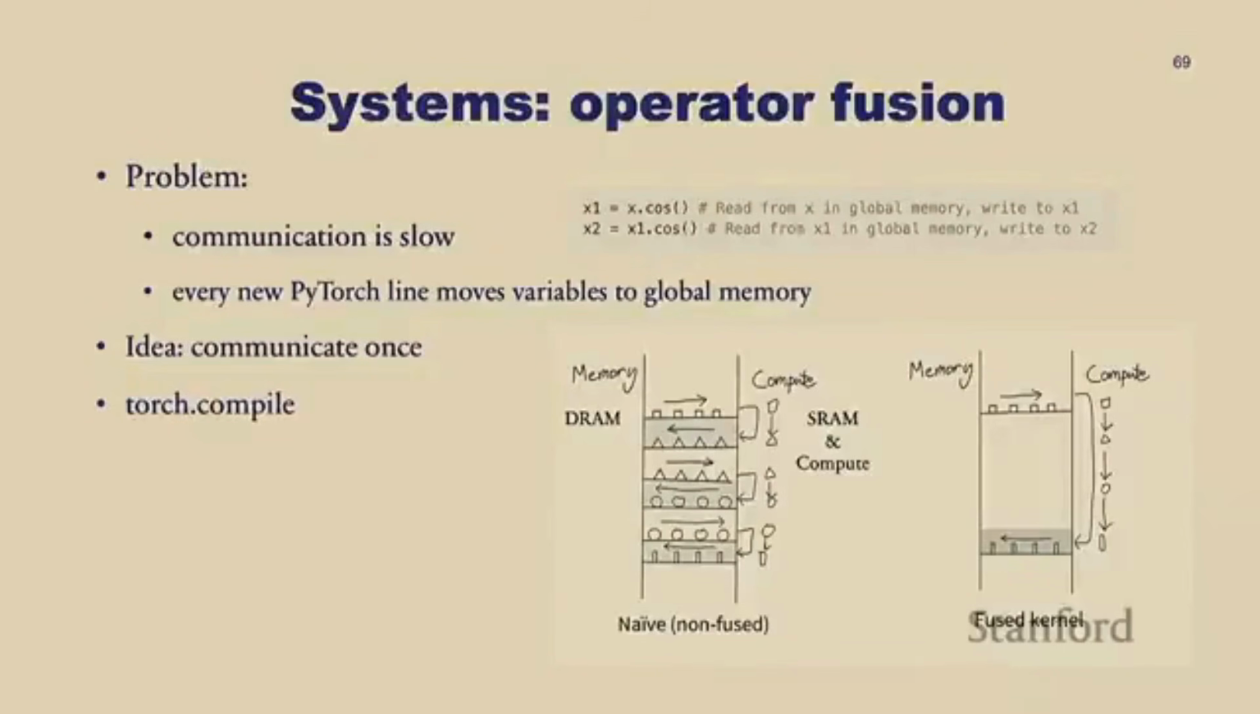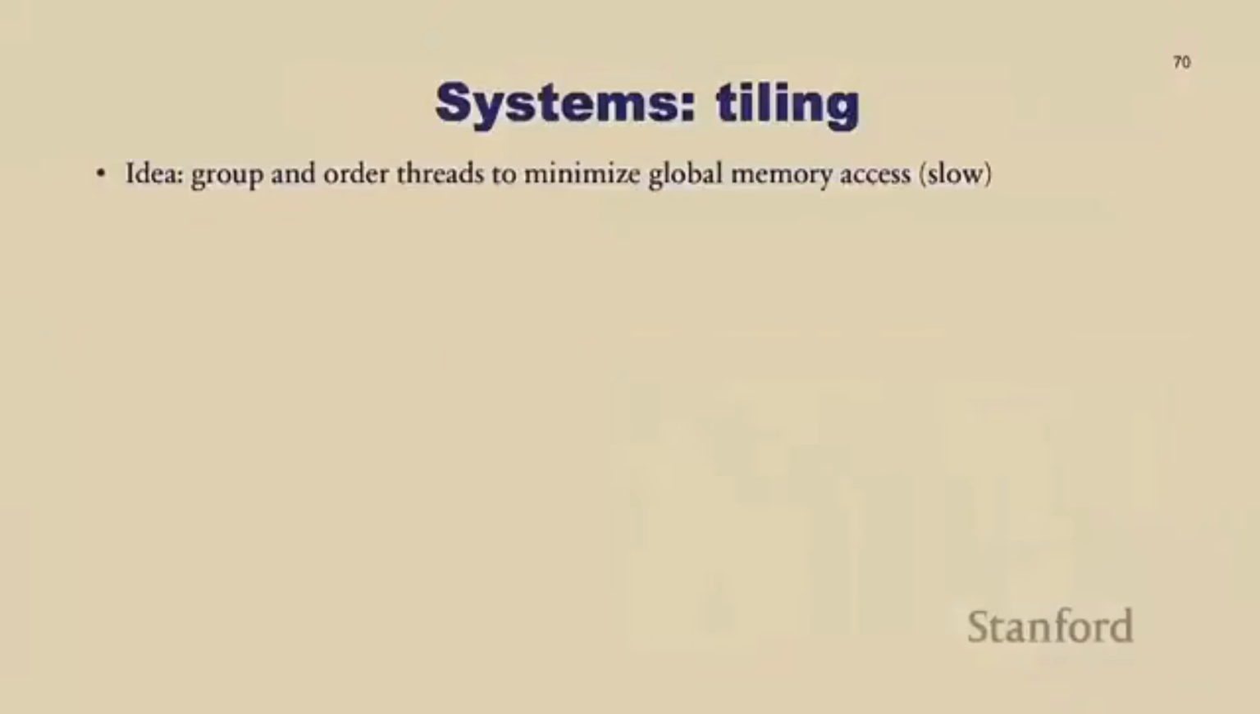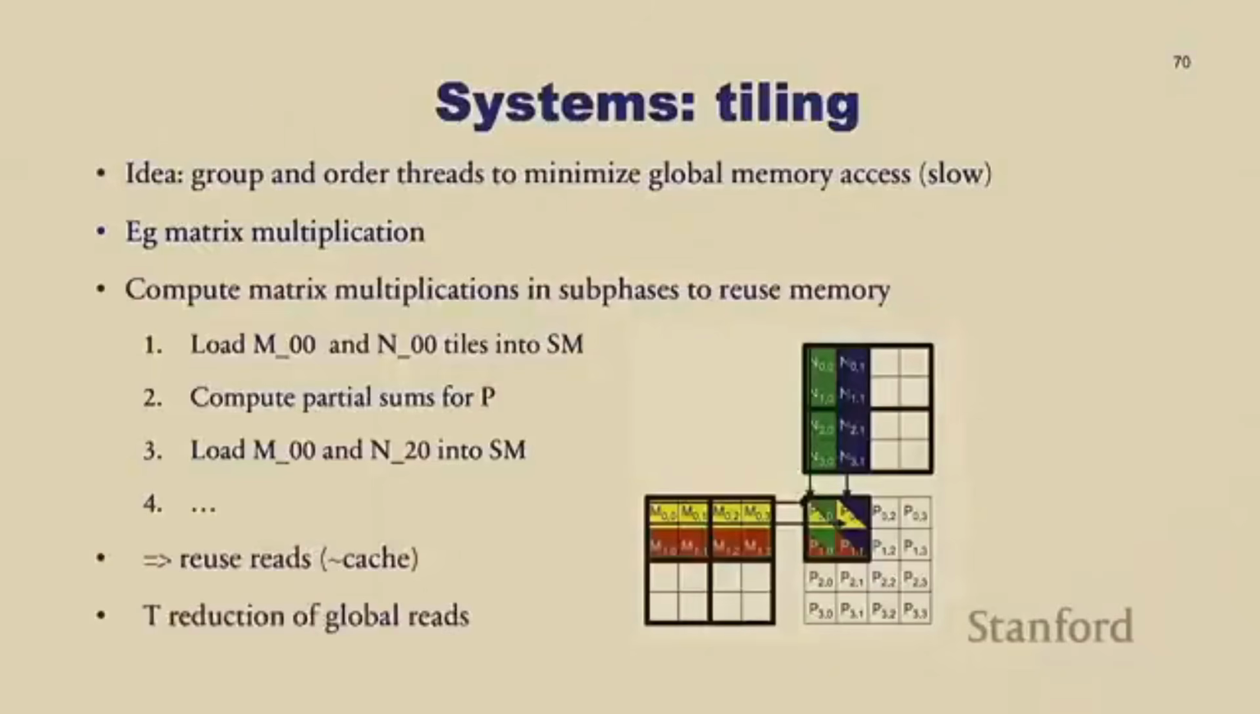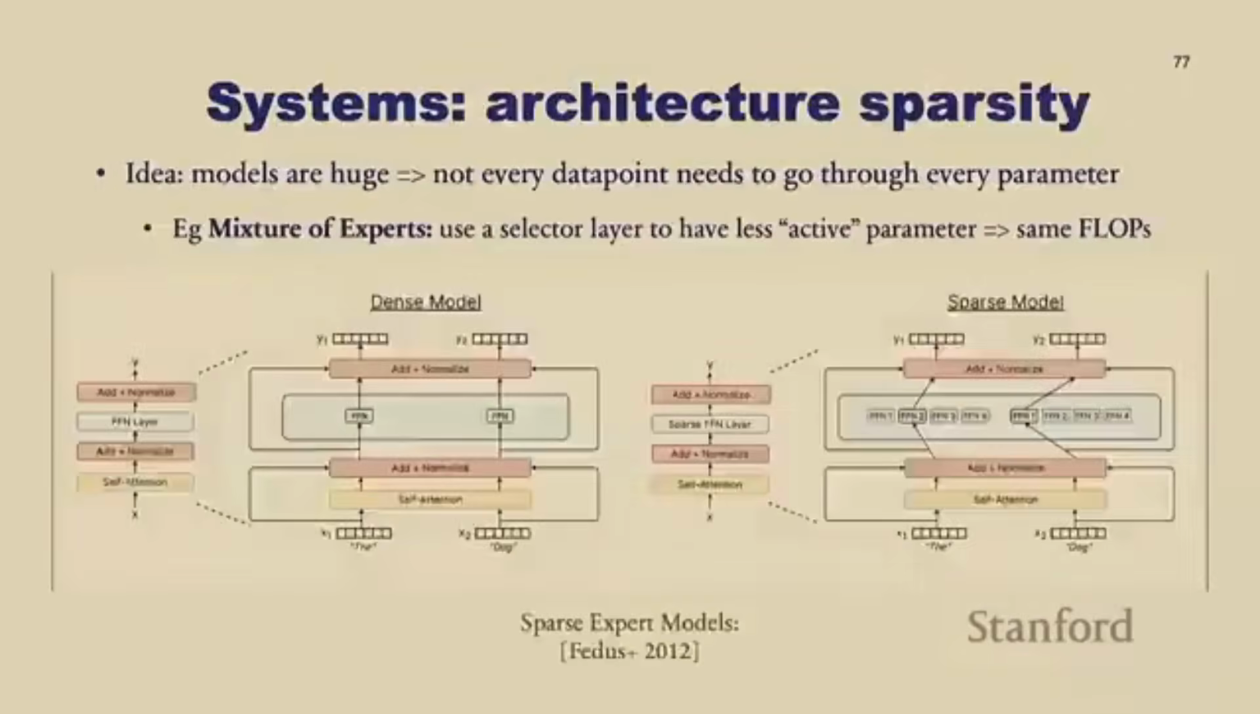So if you ever want to make your computations in PyTorch much faster, just apply torch.compile on your model. This is going to make your model around 2 times faster. What it does is simply rewrite your PyTorch code in C++ and CUDA to do the communication only once, then do all the operations, then ship it back. Okay, I'm not going to have time to talk about tiling. Tiling is important. Parallelization is important. And mixture of experts is important.